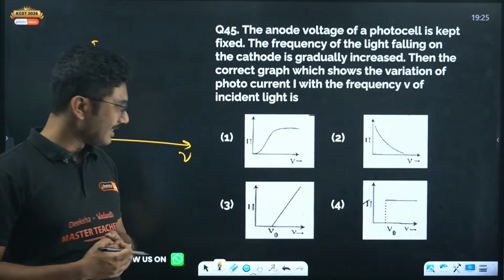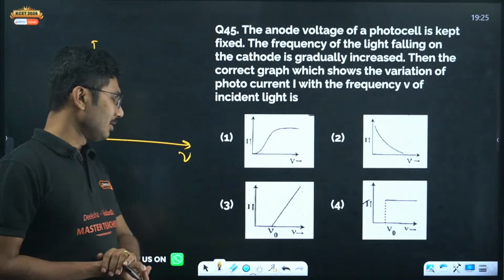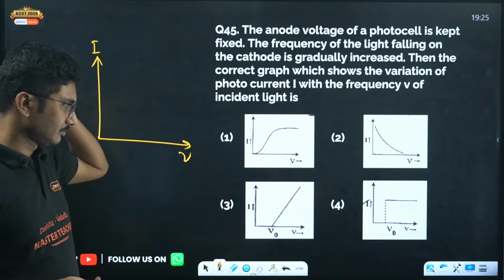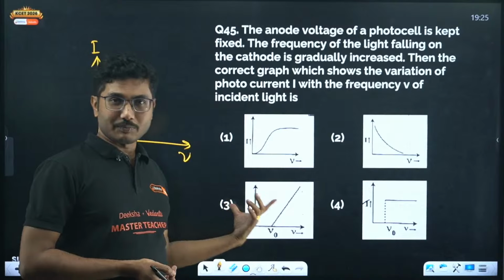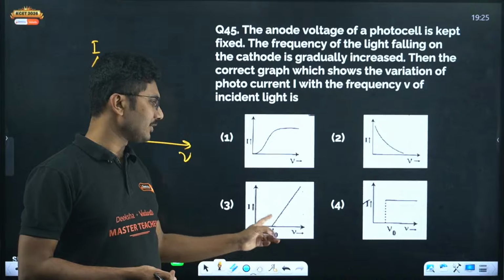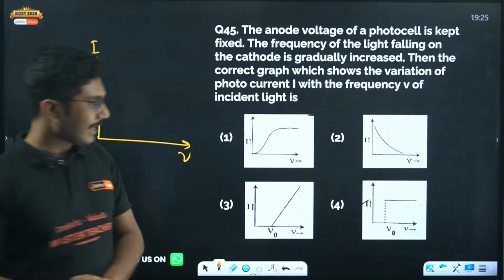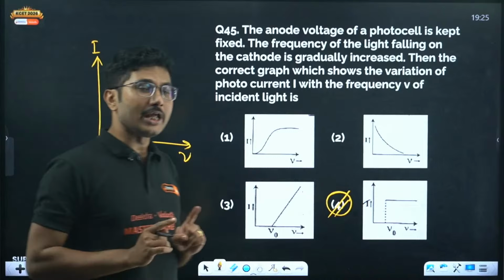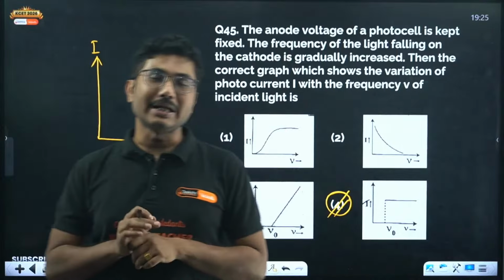Uday Charan is saying 3. Uday Charan, this graph is for a different pattern. This graph is not correct. This graph is for a different one, I think stopping potential versus frequency. This graph is correct. This is not stopping potential. Correct answer is option 4. Why? Because saturation current depends only on the intensity of light.